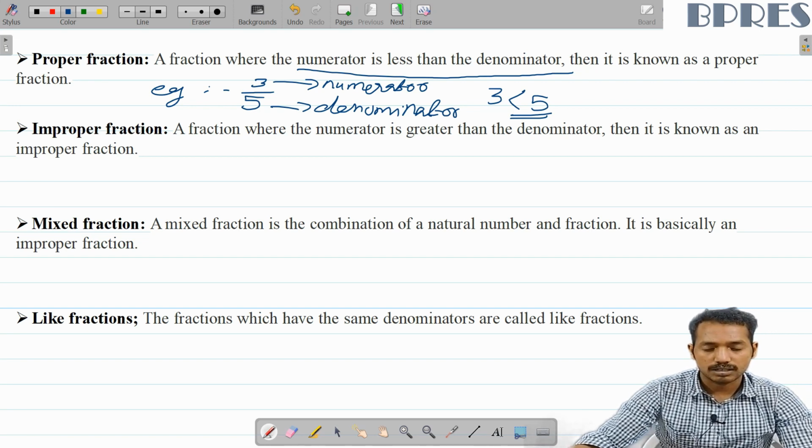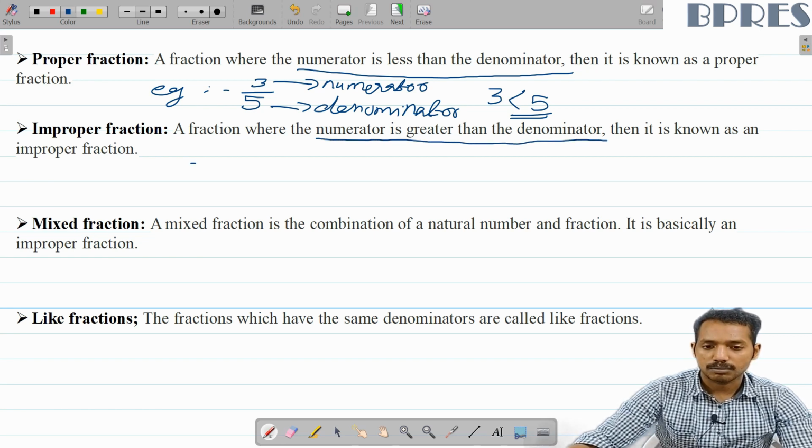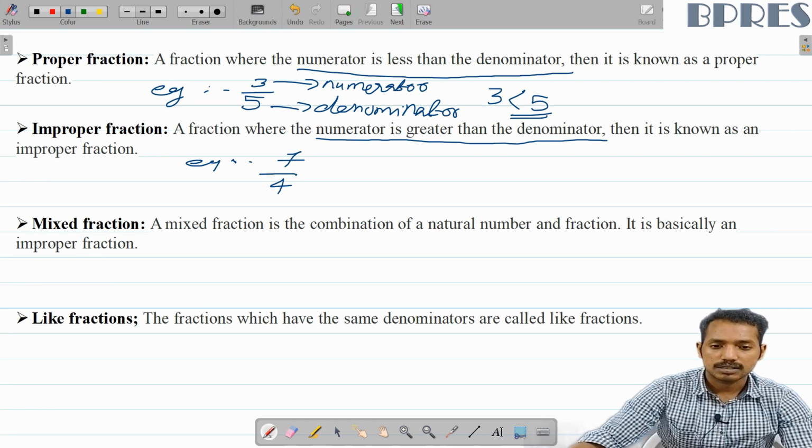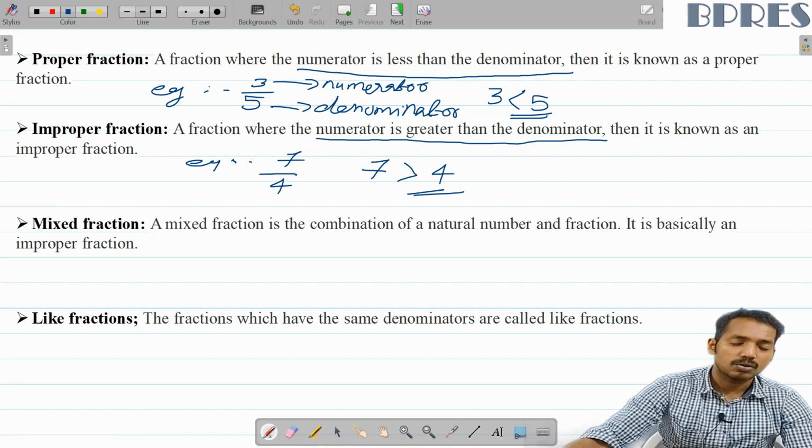Now the next one is improper fraction: a fraction where the numerator is greater than the denominator. For example, we can take 7 by 5 or 7 by 4. Here you can see 7 is the numerator and 4 is the denominator. Here numerator 7 is greater than denominator 4. Therefore, it is called an improper fraction.